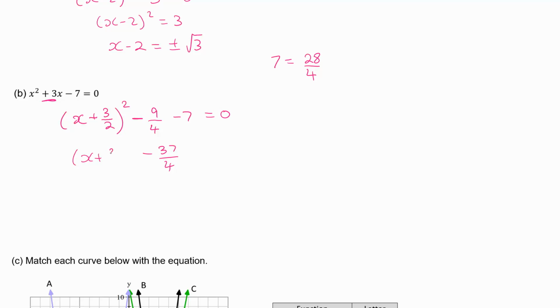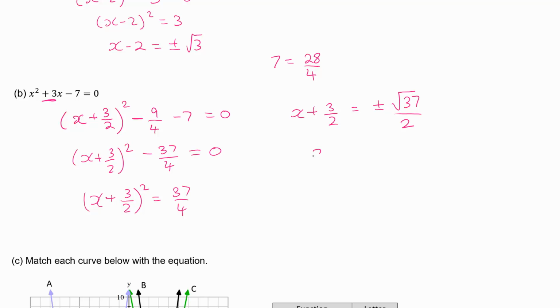So I've got x plus 3 over 2 squared, take away 37 over 4 is 0, and then x plus 3 over 2 squared would be equal to 37 over 4. So x plus 3 over 2 would be equal to plus or minus the square root of 37 over the square root of 4, which of course is 2. And so x is negative 3 over 2 plus or minus the square root of 37 over 2, which we could tidy as negative 3 plus or minus root 37 over 2.